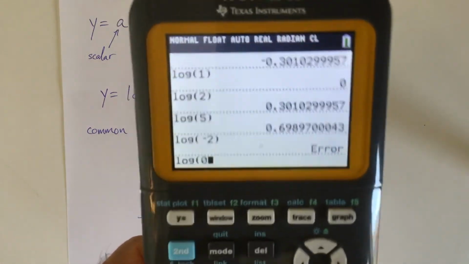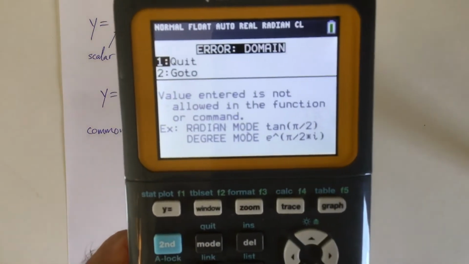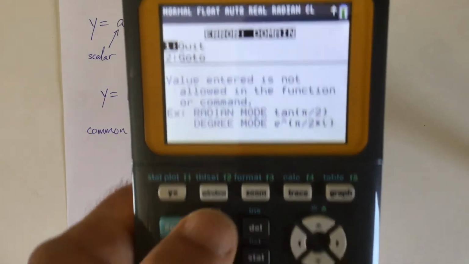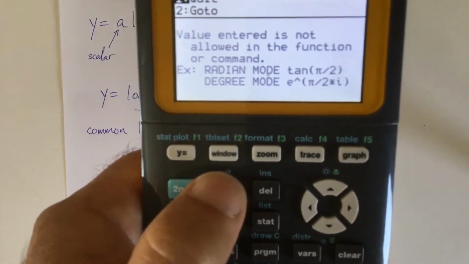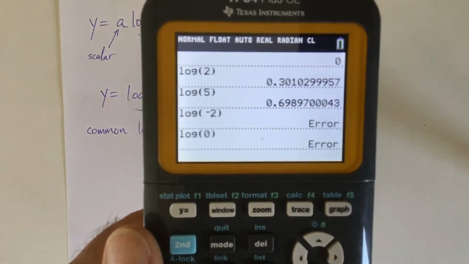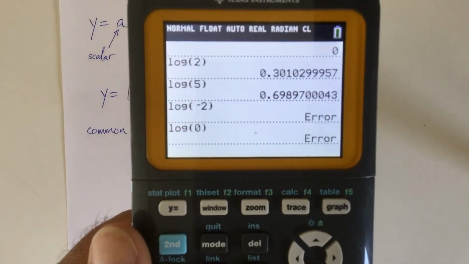How about log of 0? What does it say? No, it doesn't like that either. I'm going to quit the screen. I'm going to say second mode. So second quit. And what is it? It's basically an error. It's like we don't like negatives or 0.